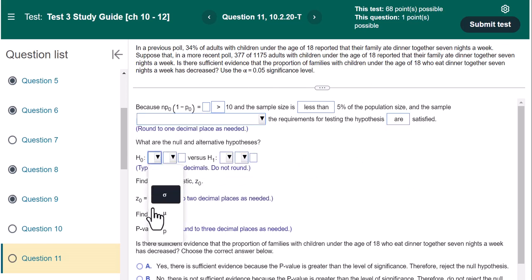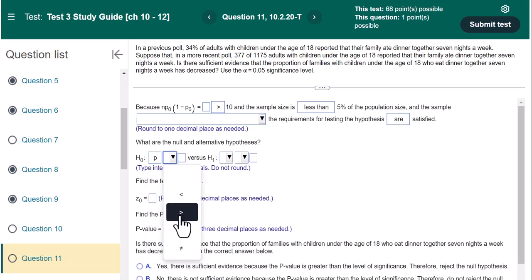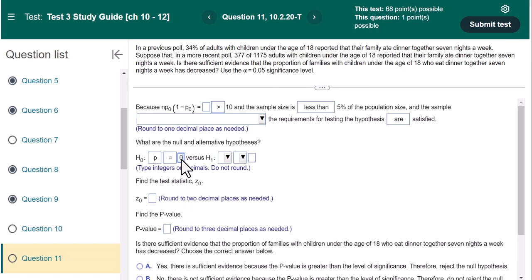Okay, what would be the null and the alternative? H0: p equals, remember the null is always the equal sign, 0.34. And H1 will be, does it say decrease, so p less than 0.34.